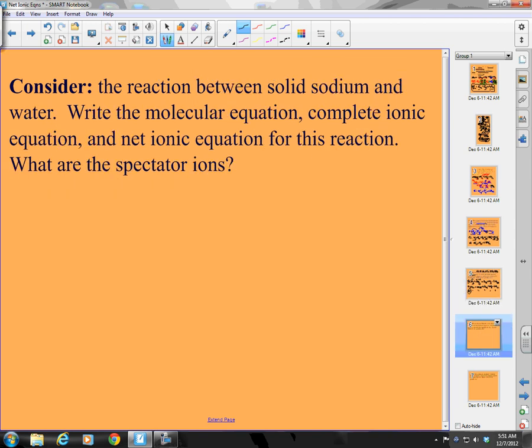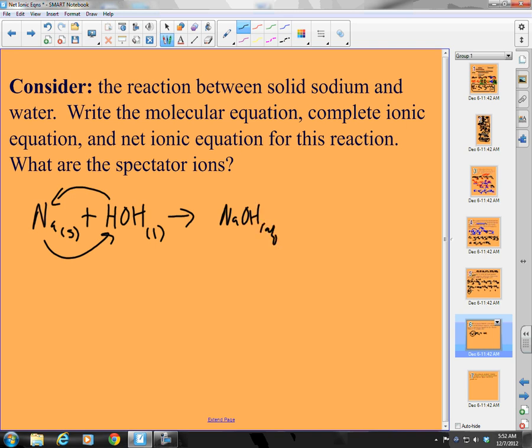All right, here we go. Let's try this one. Solid sodium and water. Okay, solid sodium, I can do that. Plus water, HOH, liquid. And what am I going to form? Well, this is a what? Single replacement reaction. I'm going to form sodium hydroxide, which is a liquid. Liquid, no it's not. It's aqueous, plus what? Hydrogen gas. We need to balance that. So I need to have two of these, which means I need two of these, which means I need two of those. Good. So now, that's my molecular.